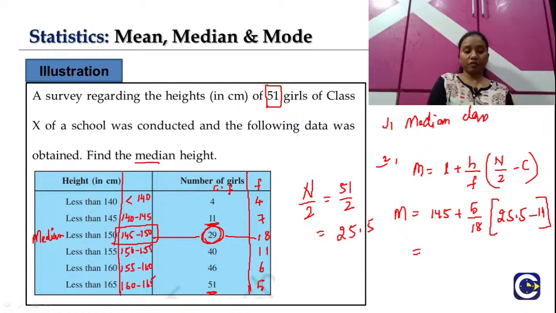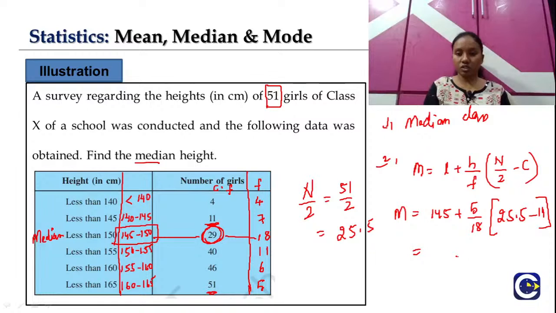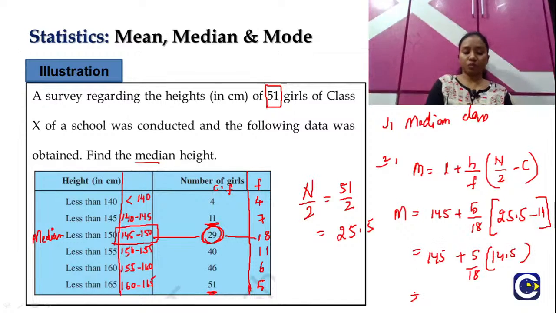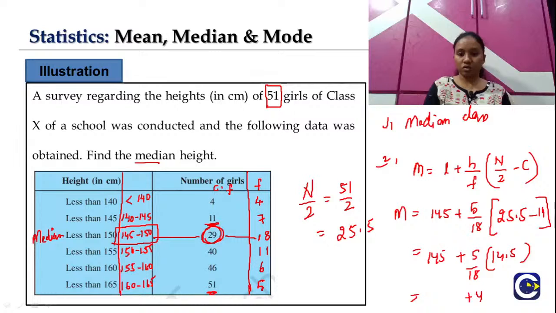So 25.5 minus 11 will be around 5 by 18 into 14.5. So 14.5 into 5, so around 70 divided by 18. So that will be around 4. So here 145, so 145 plus 4 will be 149.